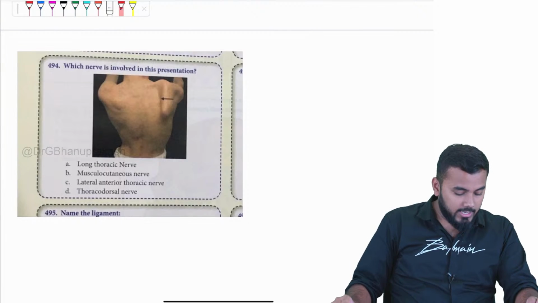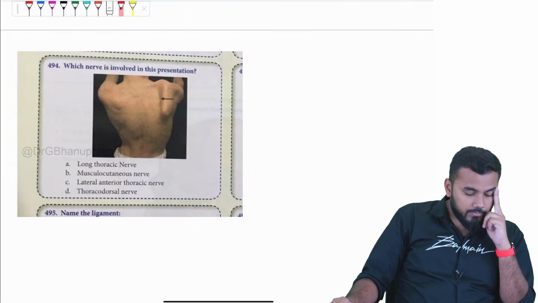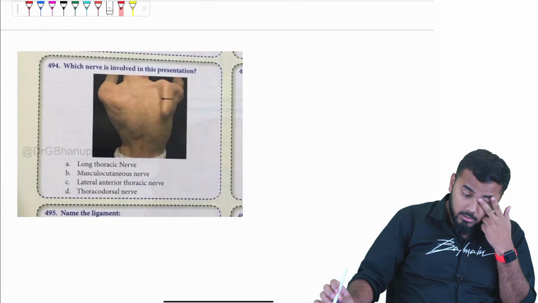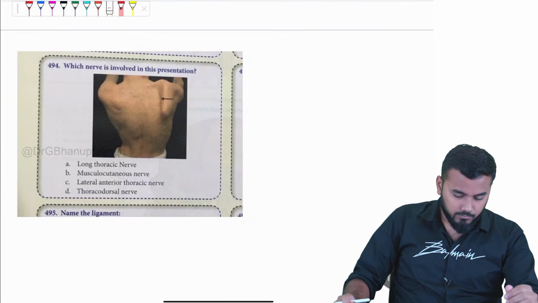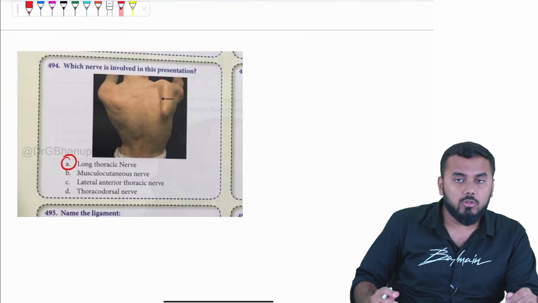Okay. So tell me the answer here. Very good. Excellent, Ahmed. Roy, excellent. Namomina, excellent. It is the long thoracic nerve. What is this? Long thoracic nerve. Very good. Long thoracic nerve.